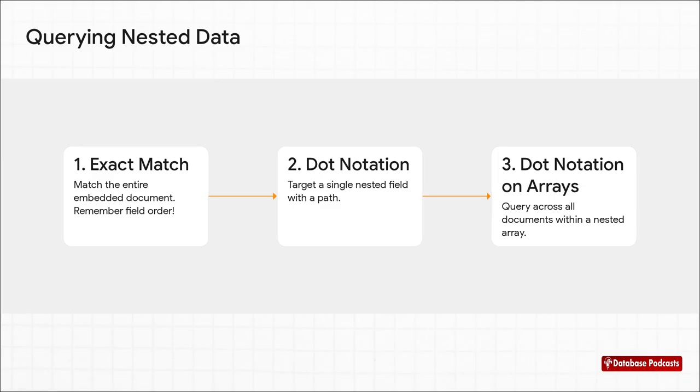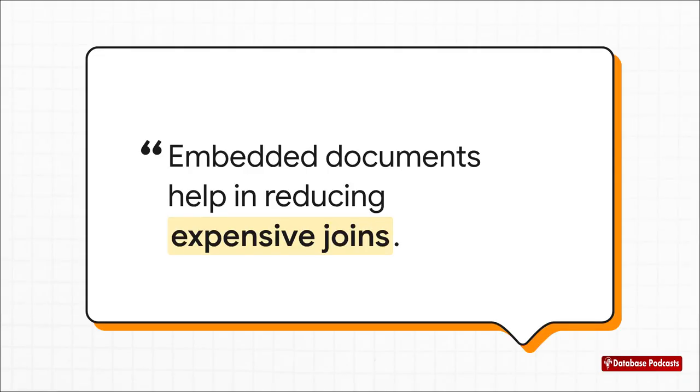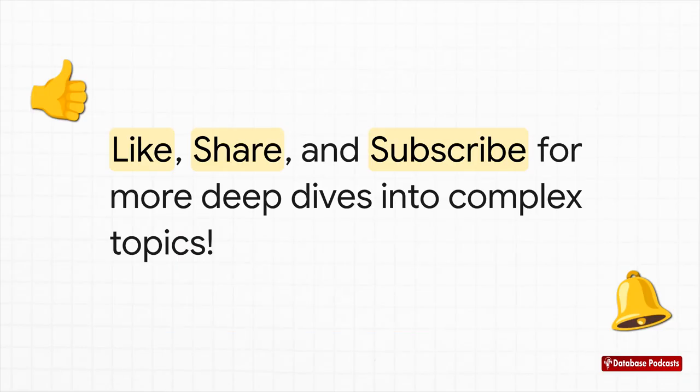Pretty cool, huh? And this all brings us back to where we started. Why does any of this matter? Well, it's right there on the screen. The whole point is that embedded documents help you reduce those expensive complex joins. By keeping related data together, you end up writing simpler queries, and that can make your whole application run a lot faster. And that's our look at querying embedded documents. We really hope this gives you some new ways to think about building more efficient and intuitive data models.